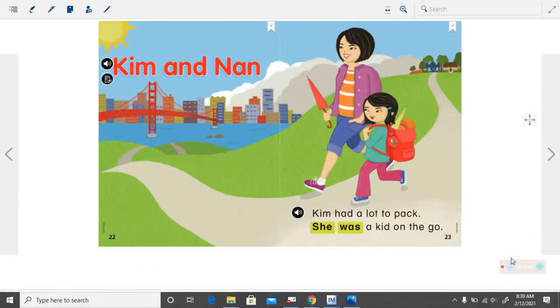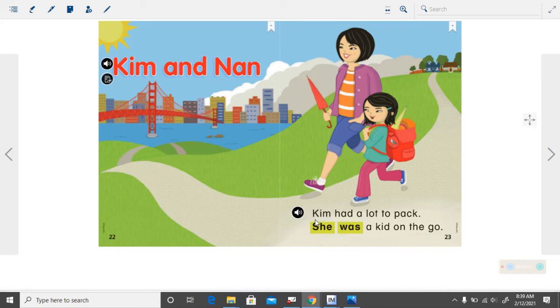Boys and girls, we are going to read our story, Kim and Nan, again today. Let's look at this. Kim and Nan. Kim had a lot to pack. She was a kid on the go.